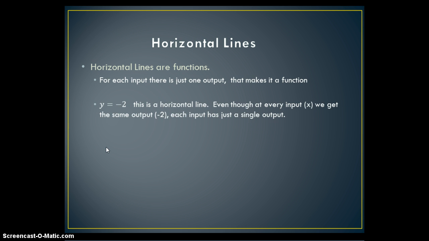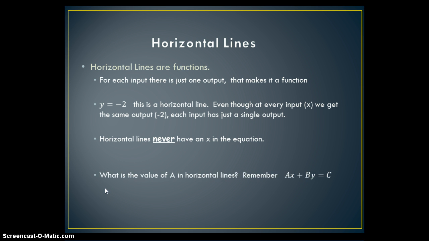Y equals -2. This is a horizontal line. It's another example. Even though at every input or x value we input, we get the same output, -2, each input has just a single output. And that makes it a linear function. Horizontal lines never have an x in the equation. If it's going to go straight across horizontally, there will be no x in the equation. We'll only read y equals c. Y equals some constant.